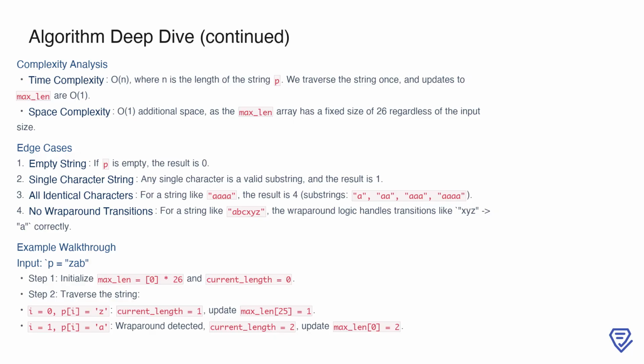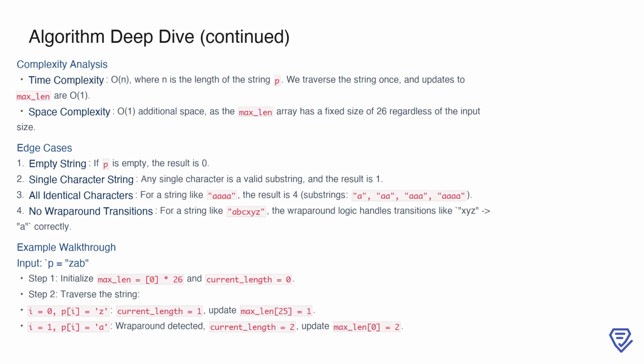If the input string is empty, the result is 0 since there are no substrings. For a single character string, the result is always 1 because the single character itself forms the only substring. In cases where all characters are identical, such as AAAA, the result will be the length of the string since each prefix of the string forms a unique substring. Finally, for strings without wraparound transitions, such as ABC, the algorithm correctly handles transitions like XYZ wrapping back to A.